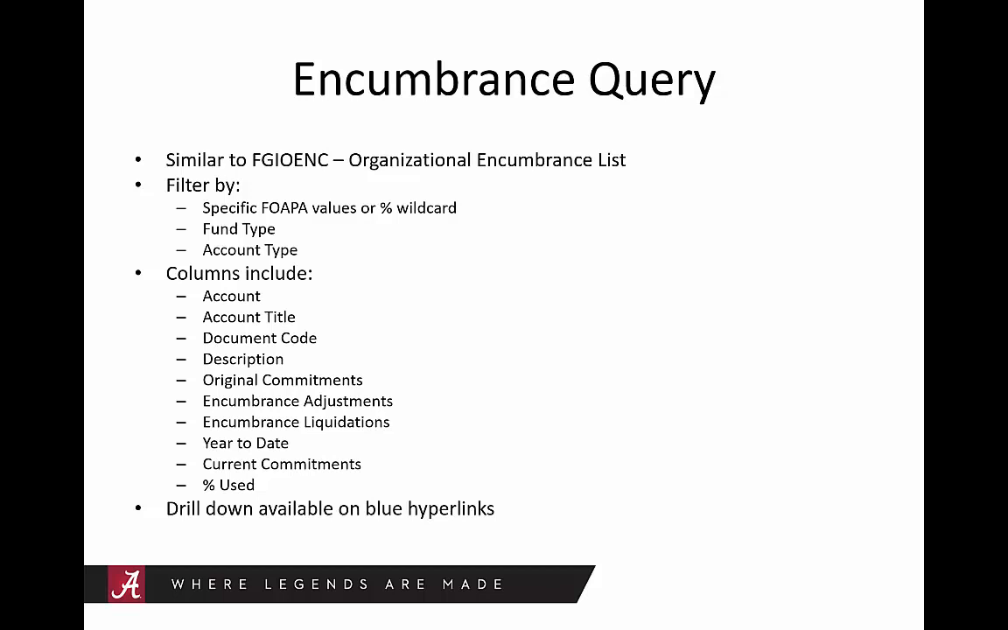Our fourth type of query is the Encumbrance Query. This is similar to FGI OENC, Organizational Encumbrance List. You can filter by specific vote values or the wildcard, fund type and/or account type. The columns for this query include account, account title, document code, description, original commitments, encumbrance adjustments, encumbrance liquidations, year-to-date, current commitments, and percent used. Drill down is available on the blue hyperlinks.